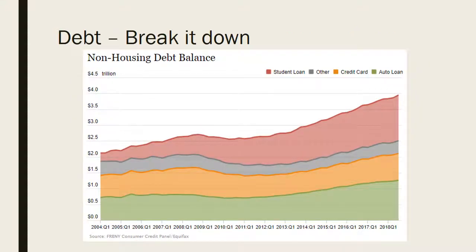But if you were to break down just the non-housing debt balance, it's pretty interesting to look at. What you'll notice is that over the last 15 or so years, the amount of student loans has just exploded. It's increased dramatically. Other forms of debt have remained relatively stable. Credit card debt has remained relatively stable. And the other area that has really increased is auto loans, especially subprime auto loans. It's become relatively easy to get a very significant or large auto loan.